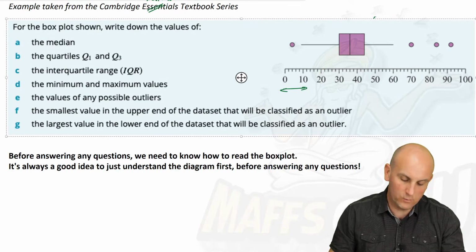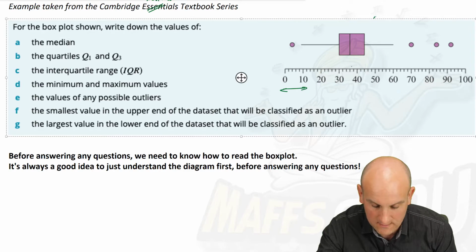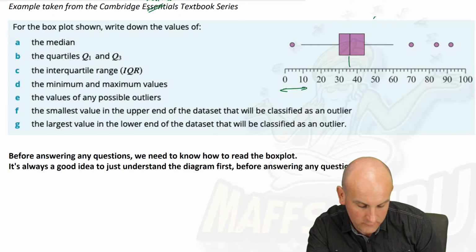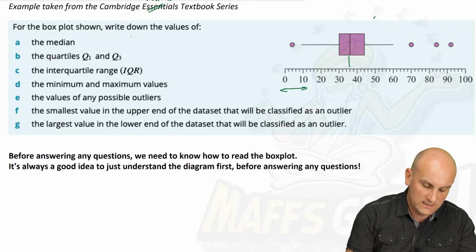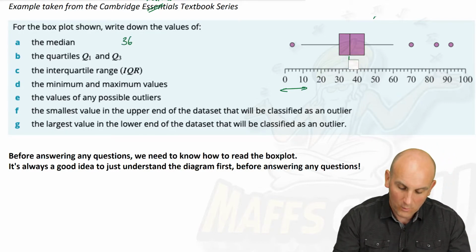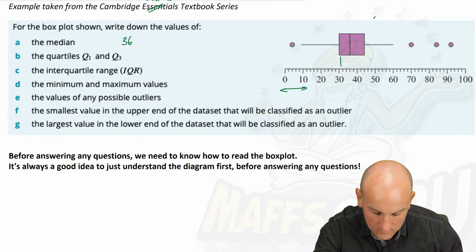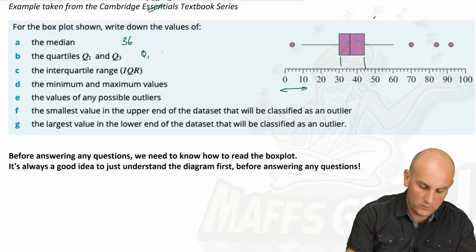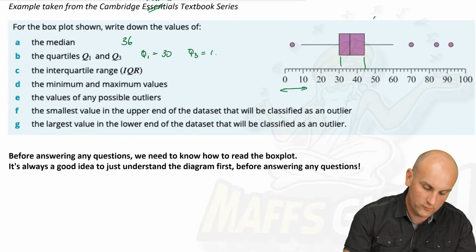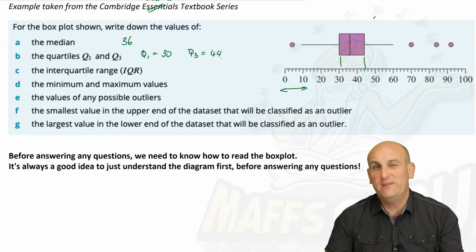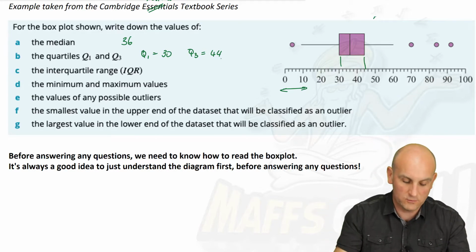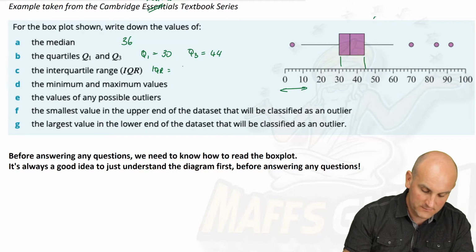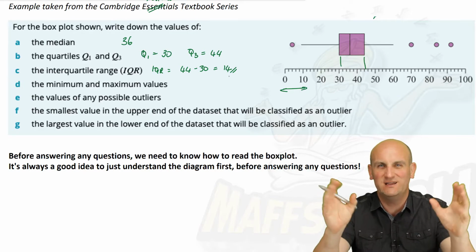So the median, where is the median? Well, it's the middle line. If we read off this middle line, where does that come to? Well, 32, 34, 36. So, according to this, the median is 36. What are my quartiles? Again, reading down, that would be 30 and that would be 44. So my lower quartile, Q1, reads off as 30, and Q3 is 44. The interquartile range, we can find now because we've got my upper quartile and lower quartile. So my IQR is 44 minus 30, which gives me 14. This stuff's amazing, just reading off a graph.